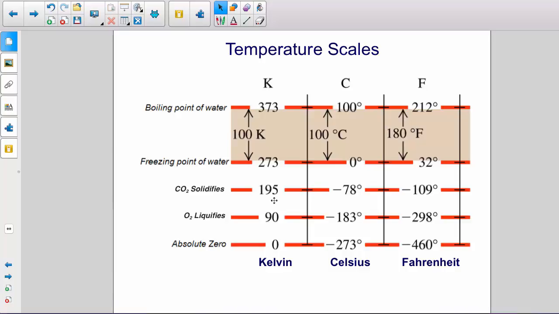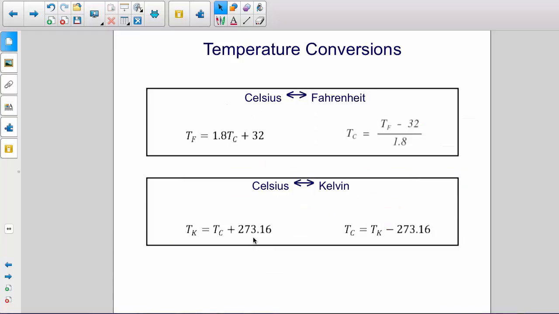In addition, we can see some reference temperatures where, for example, carbon dioxide solidifies, oxygen liquefies, and of course, absolute zero. On the Kelvin scale, absolute zero is 0, whereas on the Celsius scale it's negative 273, and on the Fahrenheit scale it's negative 460. Here are the conversion relations between the different scales.